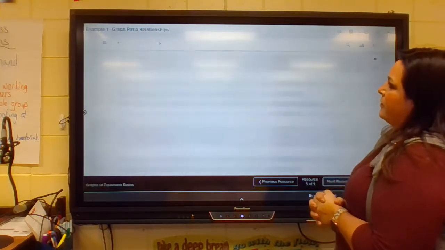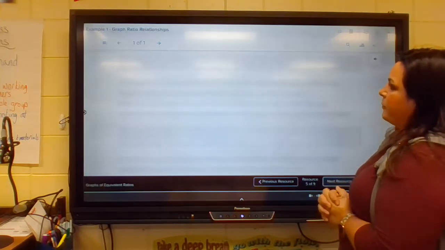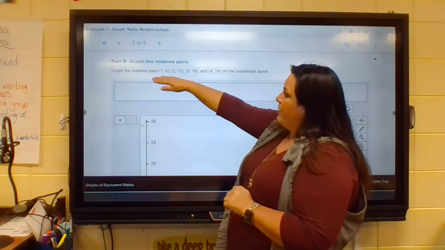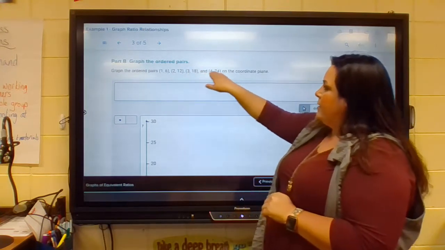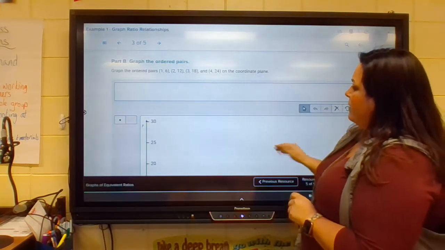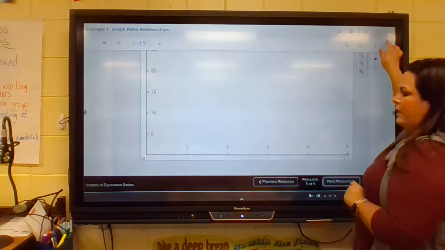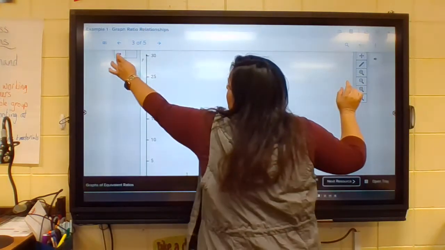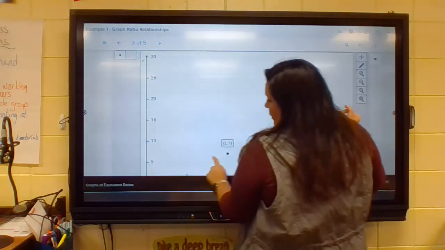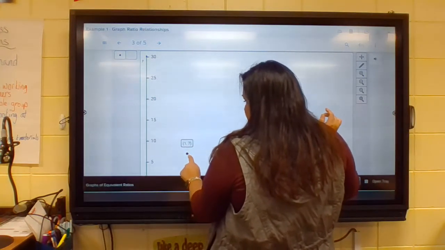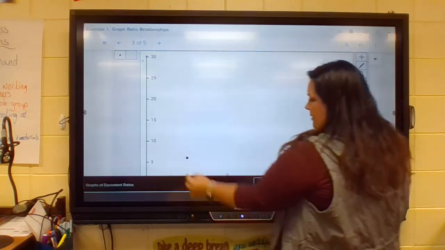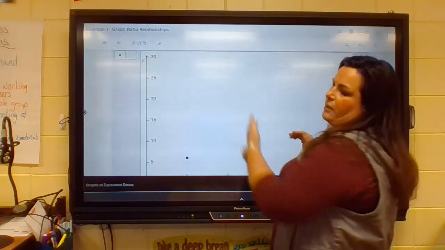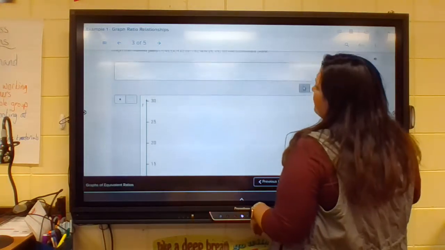All right, so let's go on to an example. Let's try this on our own. So we're going to graph these ordered pairs, 1, 6, 2, 12, 3, 18, 4, and 24 onto this coordinate plane. So we're going to do the same kind of thing that we did in the last one. So we're going to start with 1, 6. So I'm going to put a point at 1, 6, right there. Remember, we always go over across our x-axis first, then we go up through our y.